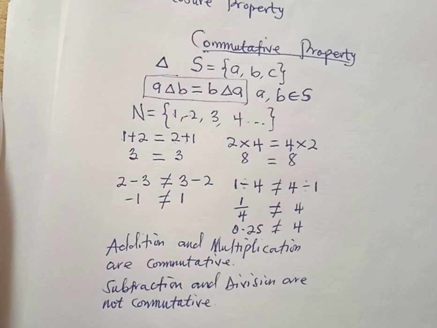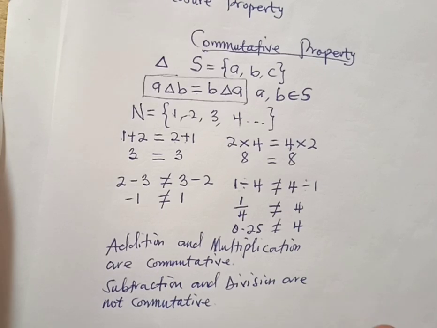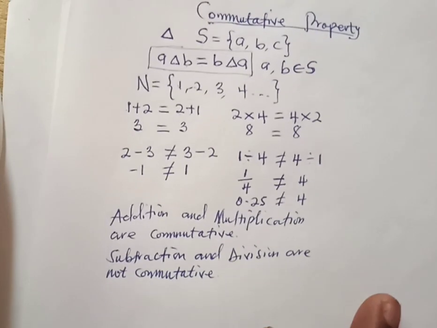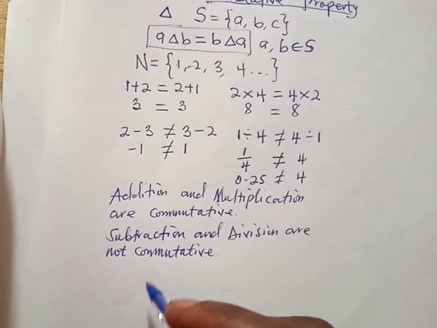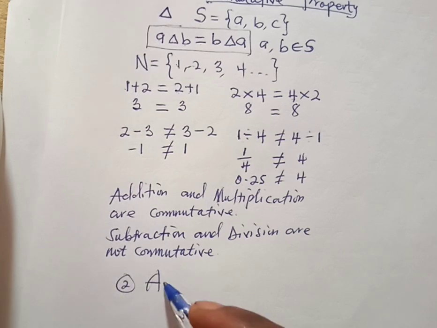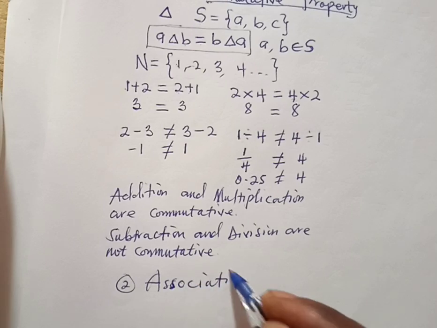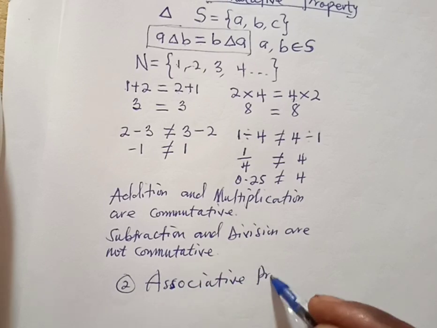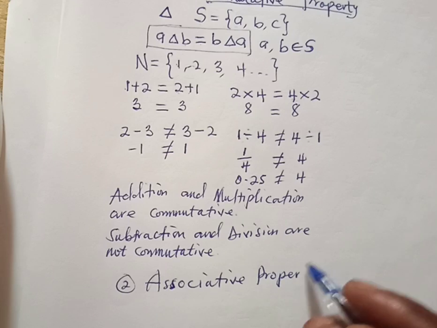Okay. All right. If that is the case, then let's look at the second property, which is what? The associative property.